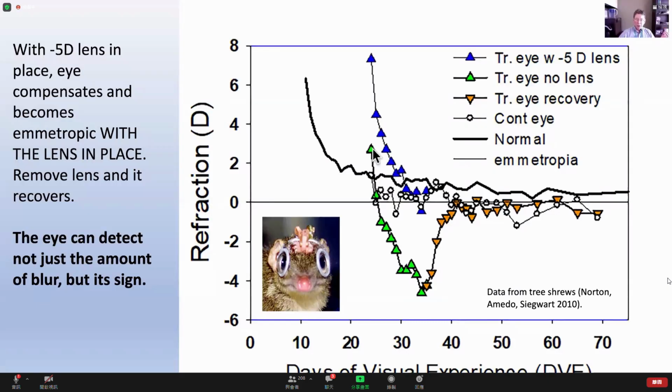If at this point you take a tree shrew and put a -5 diopter lens over one eye, with the lens in place, he's going to be hyperopic. Very rapidly, the vitreous chamber extends, and the eye becomes emmetropic with the lens in place. Take the lens off, you've tricked him. Now he's a 5 diopter myope, but the axial extension of the eye restrains itself, and now the eye recovers and becomes emmetropic. The point is, the eye can detect not just the amount of blur, but its sign.